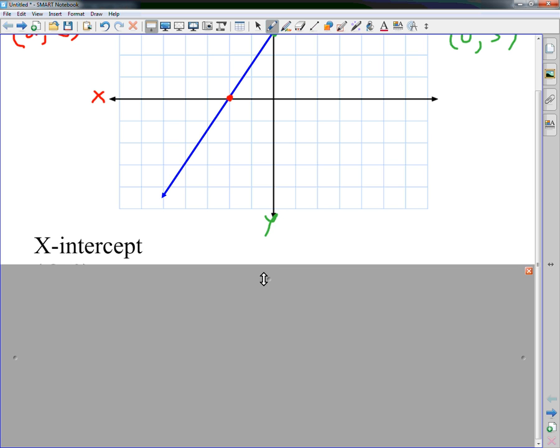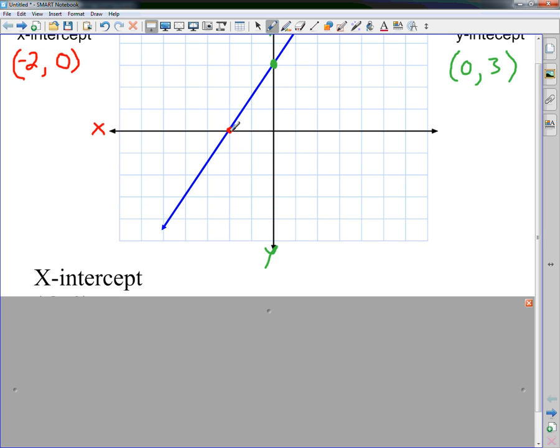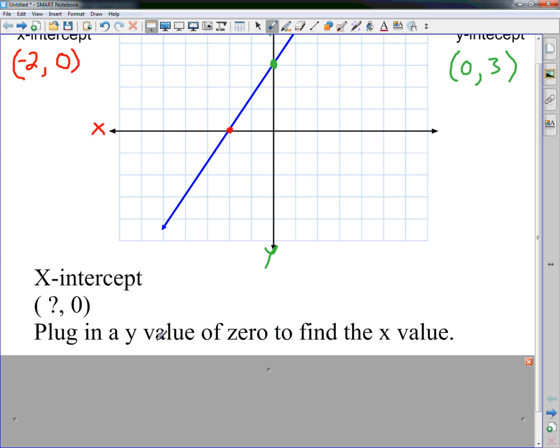The x-intercept happens when we cross the x-axis. What happens is the y value is always going to be 0, and we're going to find the x value. When we have an equation and we're trying to find the x-intercept, we can't just look at the graph. We have to find it algebraically. To do that, we plug in a y value of 0. So I'm going to take 0, plug it into the equation, and solve for x.